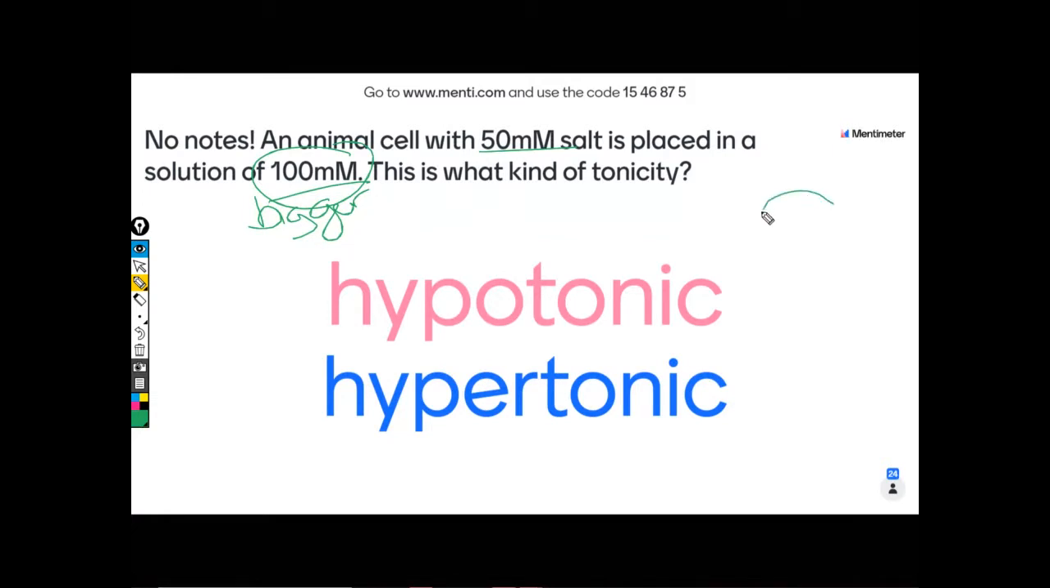As always, we're going to start by drawing myself a happy little cell, and then drawing my scenario. 5 inside and 10 outside. More outside than inside. All I've done at this point is draw my question.